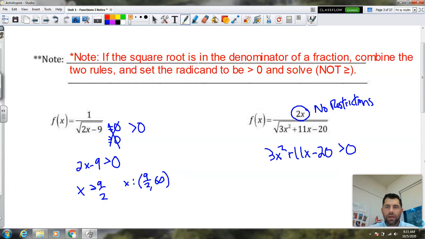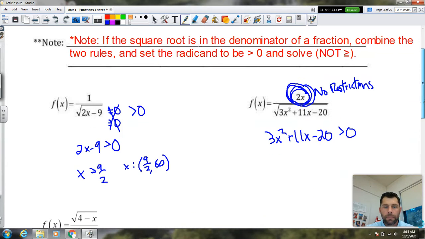Think to yourself, is there anything that I can't let x be in the numerator? Can x be 0? Sure, right? 0 divided by anything is okay. It's just 0. x can be negative, x can be positive, x can be a fraction, and x can be anything. There's no restrictions for this part of it because there's no square root, right? There's nothing that we need to worry about. It's just the denominator in this case. We need to make sure it's not 0. We also need to make sure it's not negative. So that one I think is factorable. If you want to solve that one out, you can.